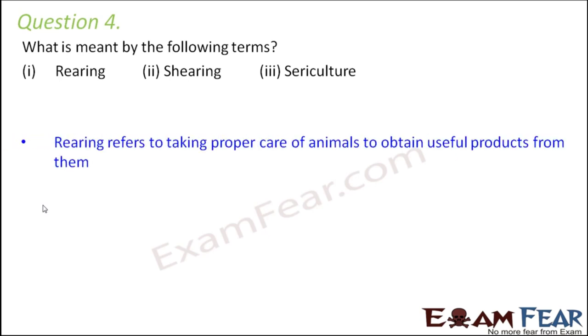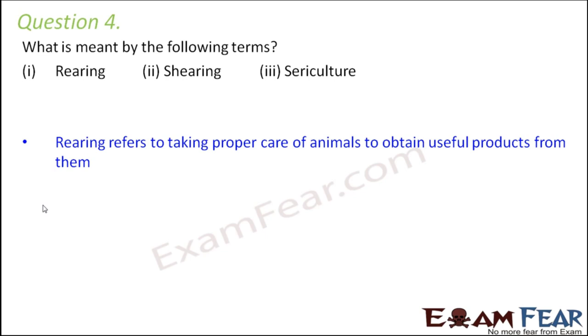Question number 4. What is meant by the following terms? Rearing, shearing, sericulture. Rearing is all about taking good care of animals to obtain useful products from them. Whether you talk about animals like the cow, which provides us milk and so many milk products, it is important that we take care of the cow, only then will it be able to give us good quality milk.